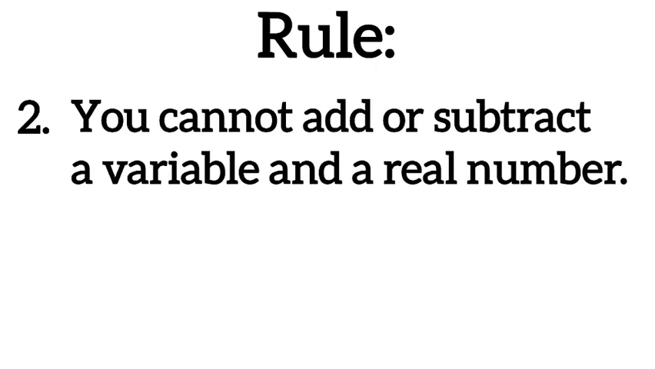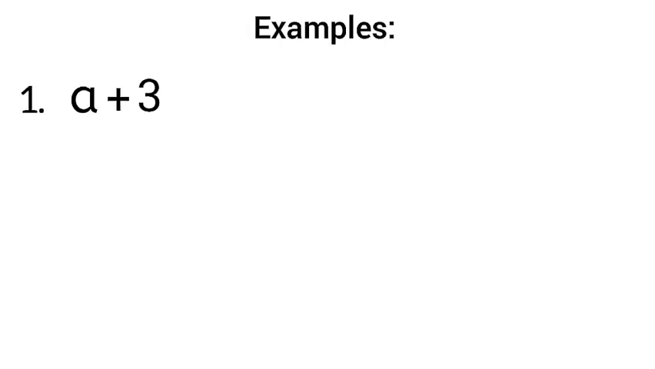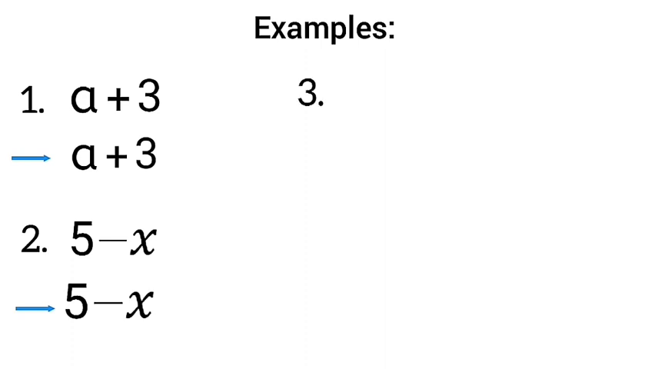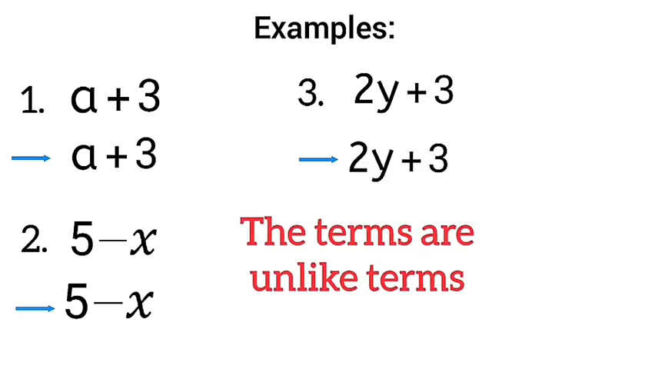Rule number 2. You cannot add or subtract a variable and a real number, since they are not like terms. For example, a plus 3 will still be a plus 3. Also, 5 minus x will still be 5 minus x. And finally, 2y plus 3 will also be 2y plus 3. This is because they are not like terms, but rather they are unlike terms.